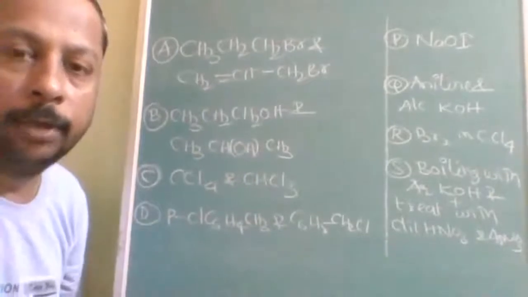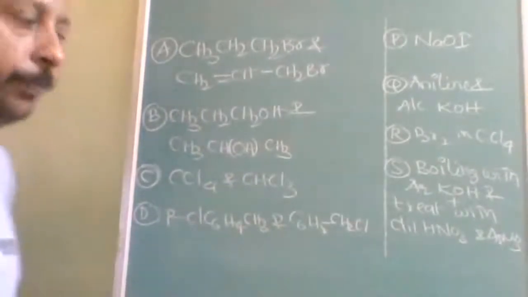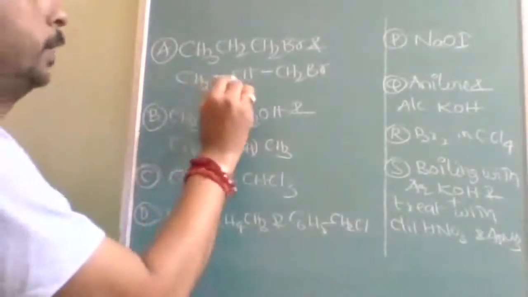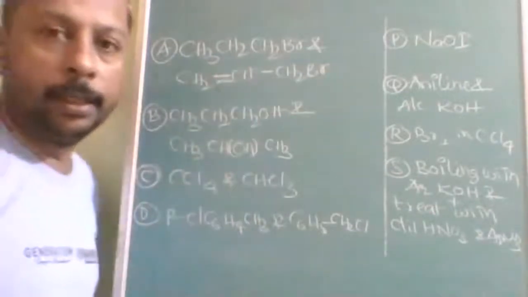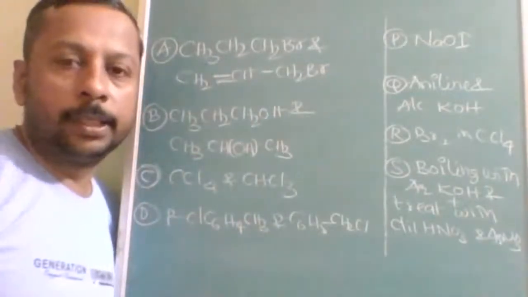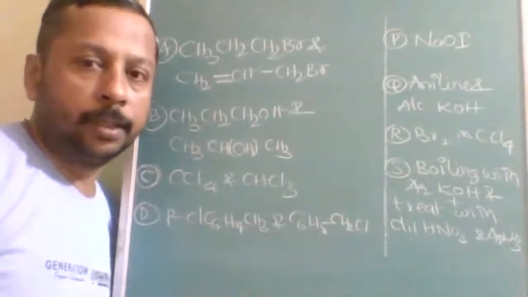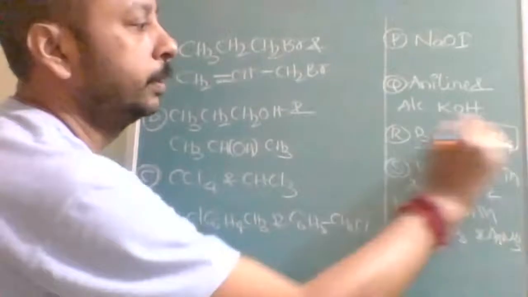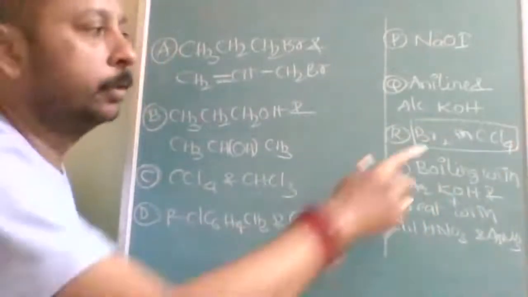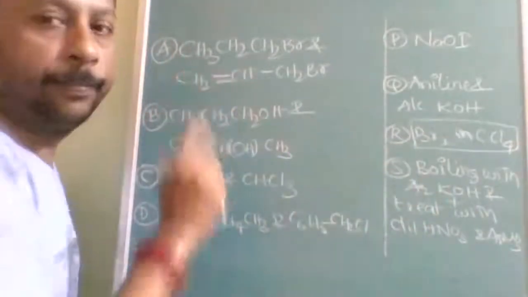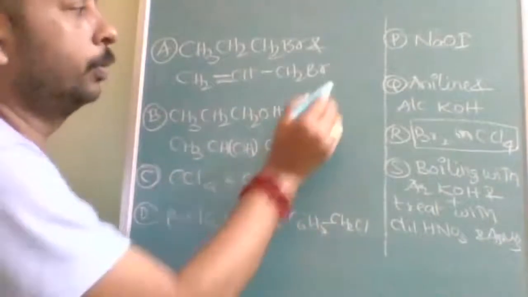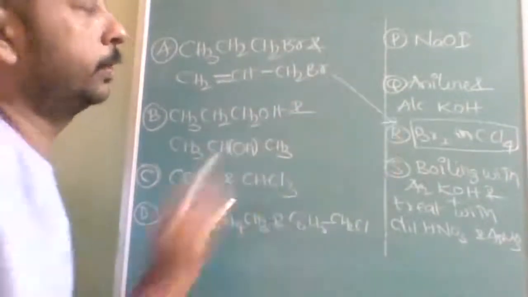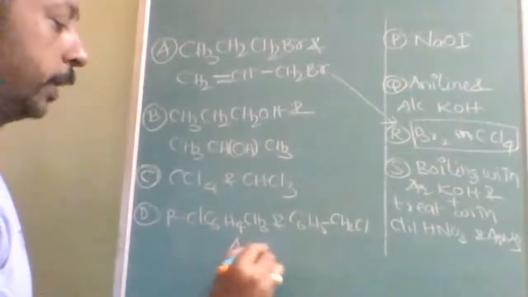Okay, I am telling you the approach. See here, a double bond is there, and here a double bond is not there. Understood? So it is just a test for unsaturation. The unsaturation test is done by Br2 in CCl4. So this Br2 will add here, and therefore there will be decolorization. So like that you have to select the answer.